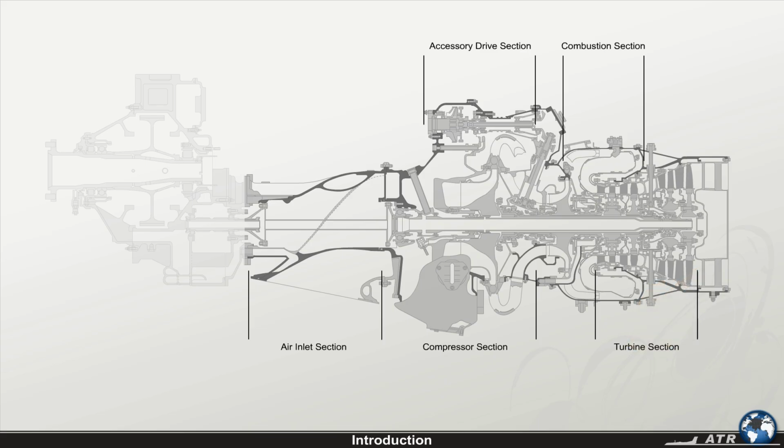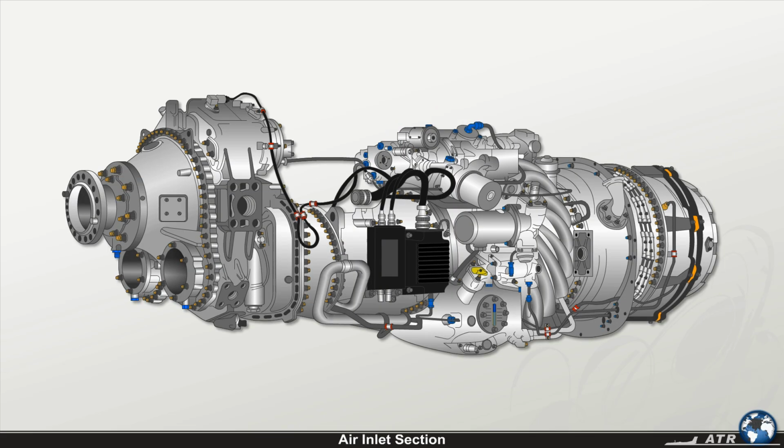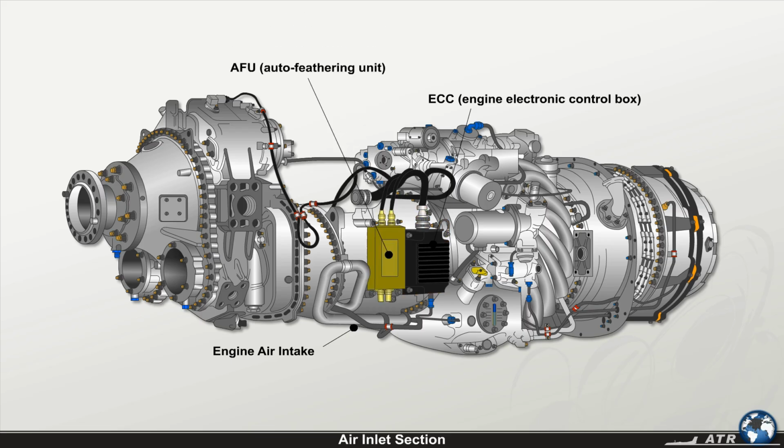To control and monitor engine power and to provide energy sources for aircraft systems, accessories are installed on the turbo machinery. The air inlet section consists of the front inlet case and the rear inlet case. The front inlet case contains the engine air intake and provides mounting points for the engine electronic control box, EEC, and the auto feathering unit, AFU, on the left side.